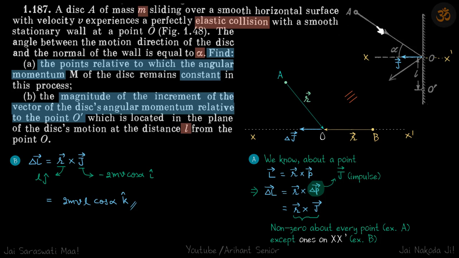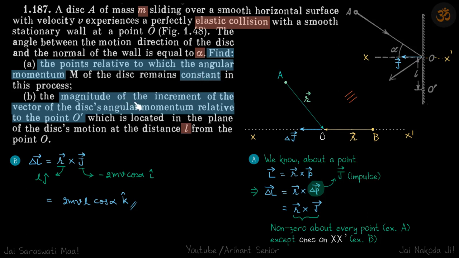A mass m goes through this path and undergoes a perfectly elastic collision from this surface. So of course it will turn with the same angle alpha and it will go on this path. Now we need to find the points relative to which the angular momentum of the disk remains constant.